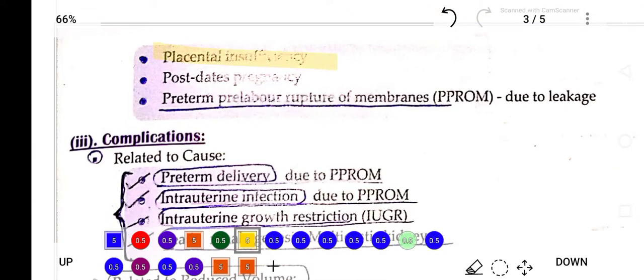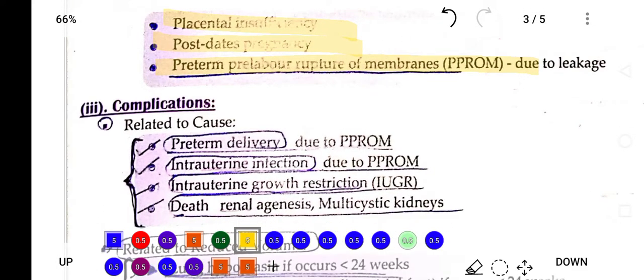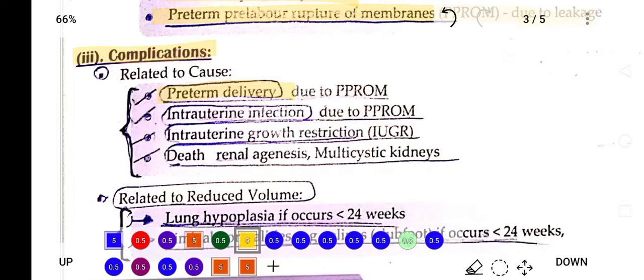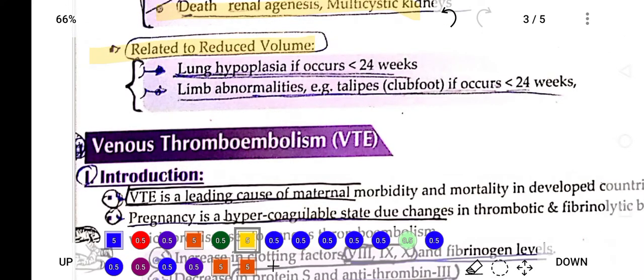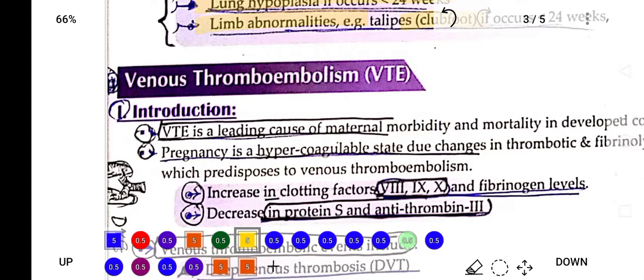Other causes include placental insufficiency, post-date pregnancy, and preterm pre-labor rupture of membranes due to leakage. The complications of this condition are preterm delivery, same as polyhydramnios, due to preterm pre-labor rupture of membranes, intrauterine infections, intrauterine growth restriction, and death because of renal agenesis and multicystic kidney disease. Related to reduced volume, lung hypoplasia occurs, limb abnormality occurs, clubfoot occurs, and the fetus may develop abnormalities.